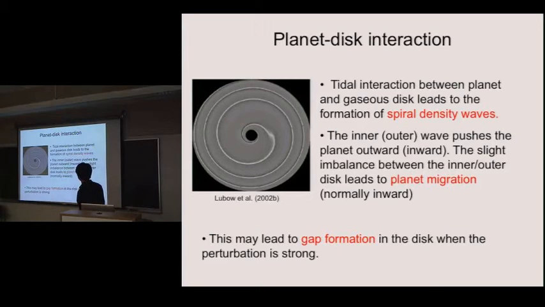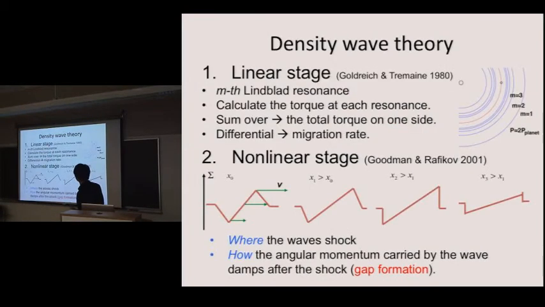The basic thing in the planet-disk interaction field is the density wave. The excitation and propagation of density waves can be divided into two stages: the linear stage and the nonlinear stage. The theory in the linear stage was developed by Goldreich and Tremaine more than three decades ago. Essentially, you decompose the potential of the planet into a series of Fourier harmonics, then you write down the dispersion relation of the disk. The singularities of the dispersion relation give you resonances in the disk, particularly the Lindblad resonance.